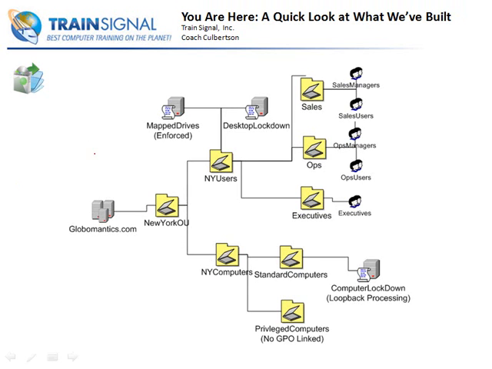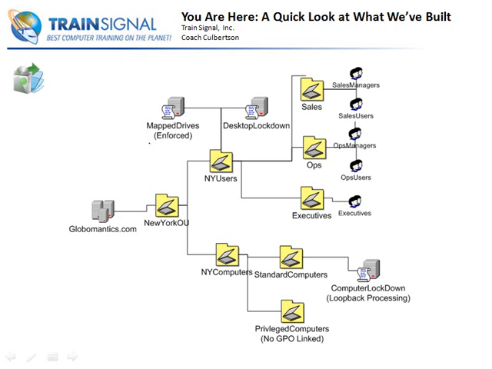So let's take a look at where we have been and what we have built so far. We have built our globalmatics.com domain. We've created our New York organizational unit. We have two separate organizational units that basically split up our users from our computers, so that way we can use group policy objects that are set for each of those separate areas.